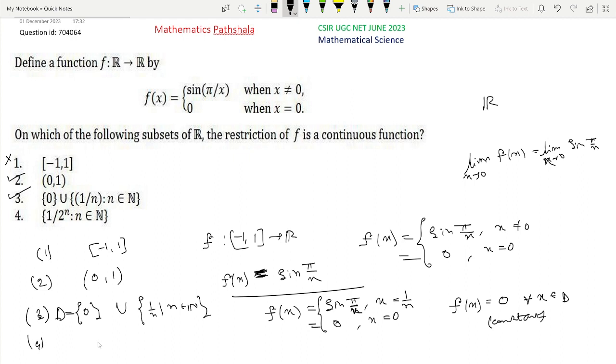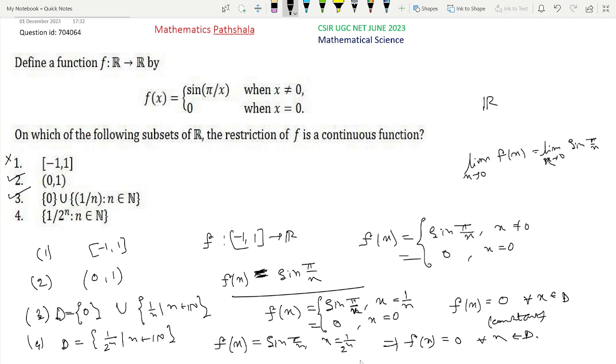Now take option 4. This will be exactly similar to option 3, because here the domain is {1/2^n : n belongs to N}, and f(x) is sin(pi/x) when x equals 1/2^n. Then it is sin(2^n pi), so again f(x) will be 0 for all x belonging to D. In exactly the same manner, f is constant and hence continuous at all points. So f is continuous there. So options 2, 3 and 4 are the correct options, and option 1 is not the correct option.